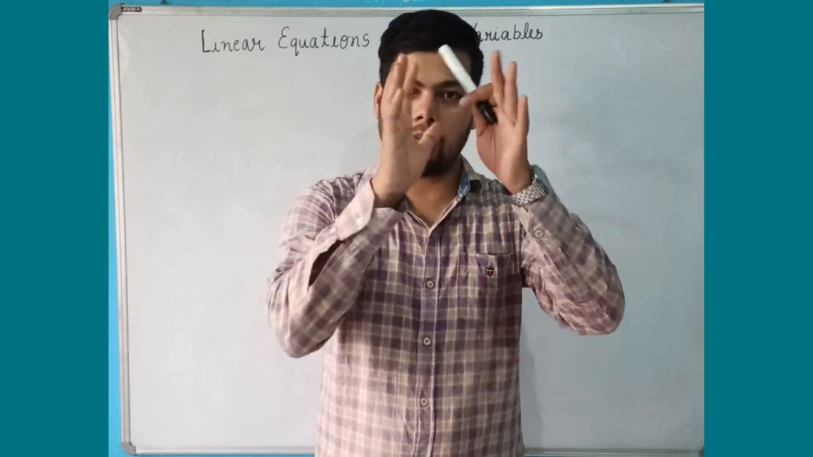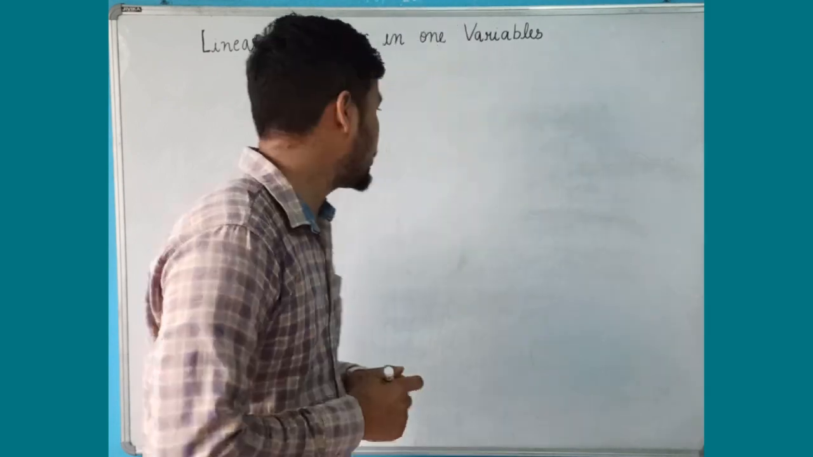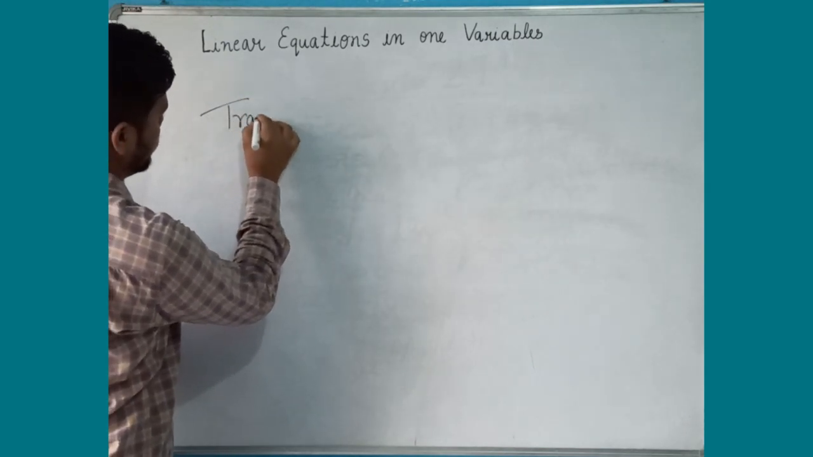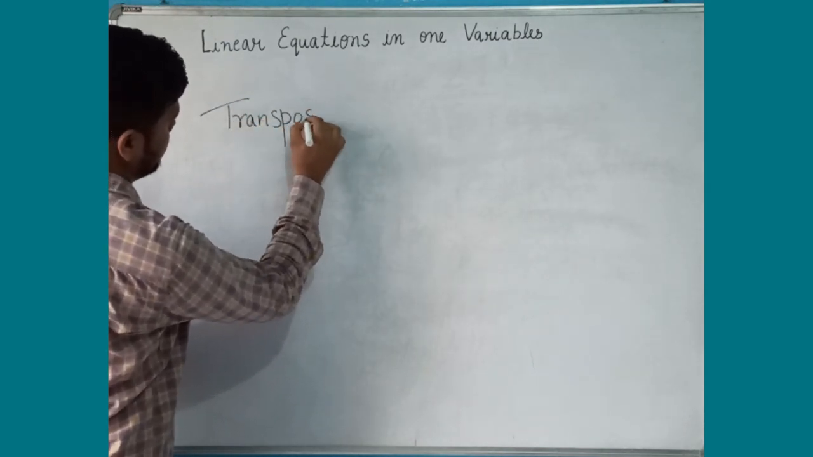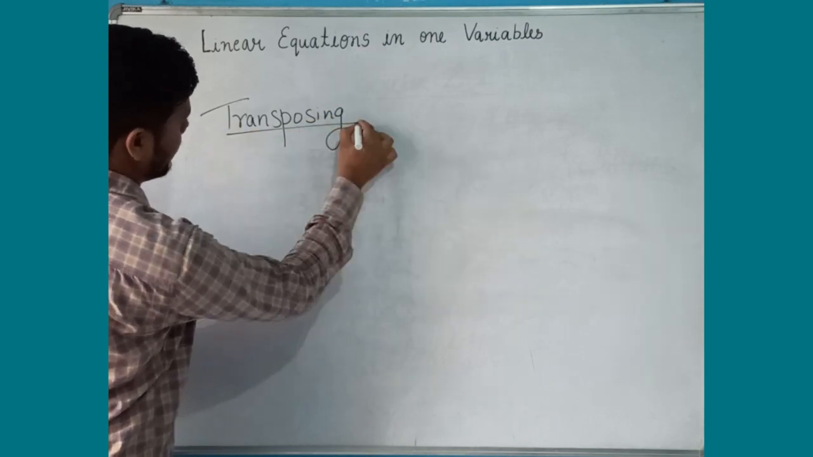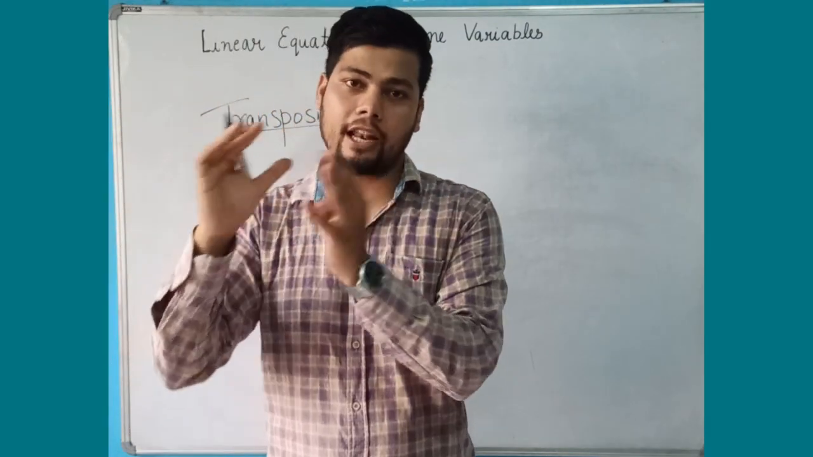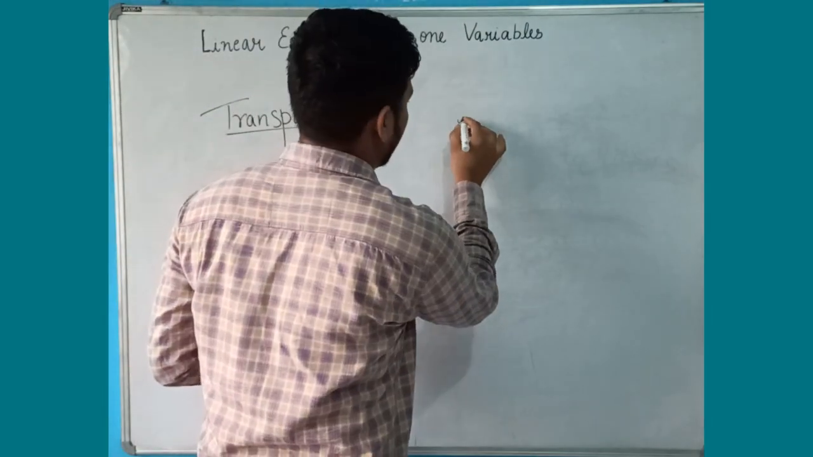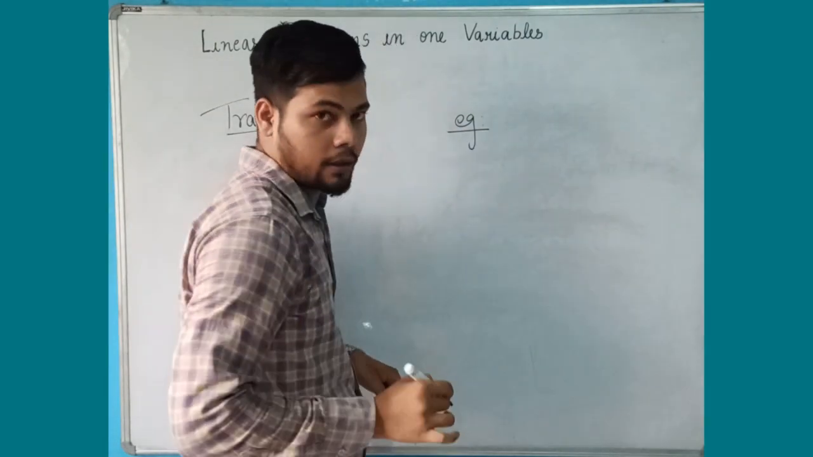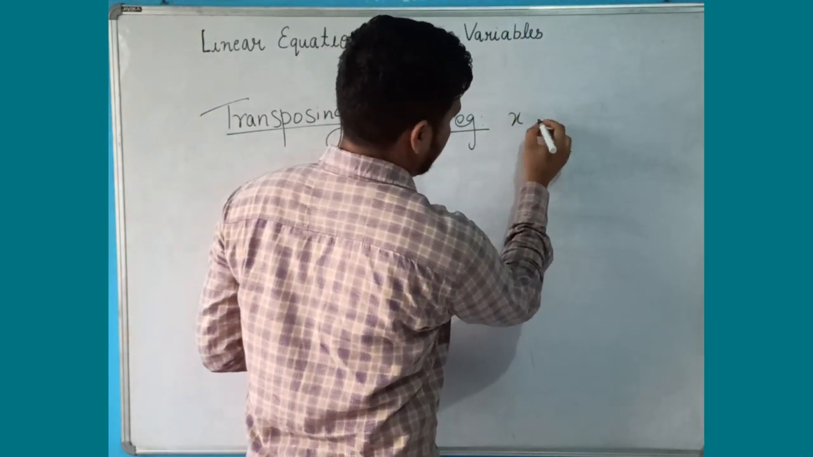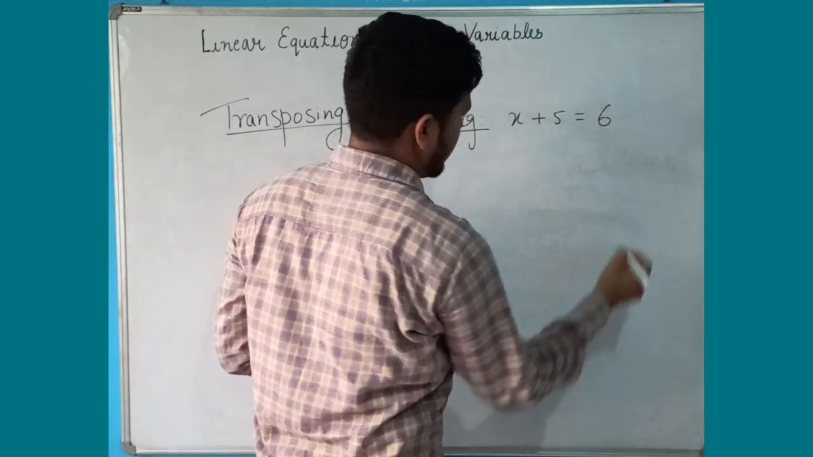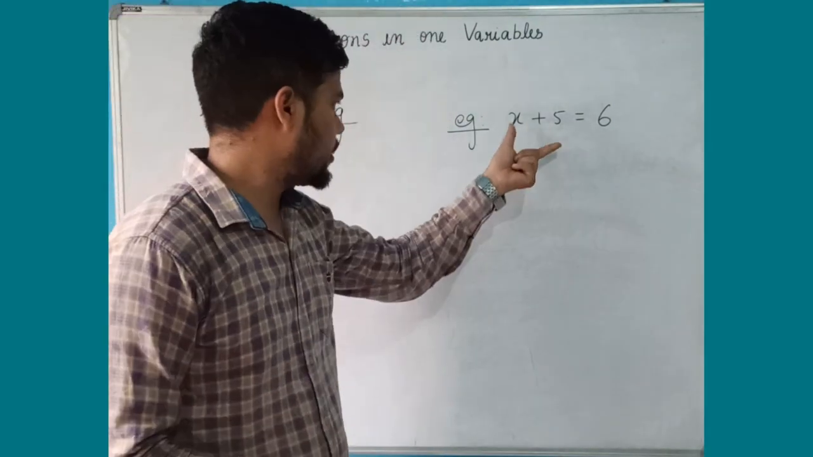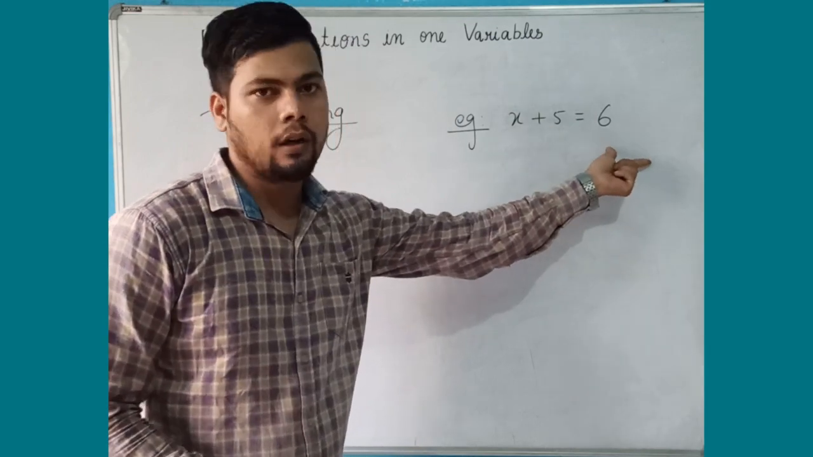Okay, so after knowing all the parts of an equation, we are going to see the solution of an equation by the method of transposing. Transposing is a method in which we send a number from LHS to RHS. Before going to this method, let me just tell you something about the equation's solution. Let's say I have something like this: x plus 5 is equal to 6. So what is the value of x for which this left hand side will become equal to right hand side?